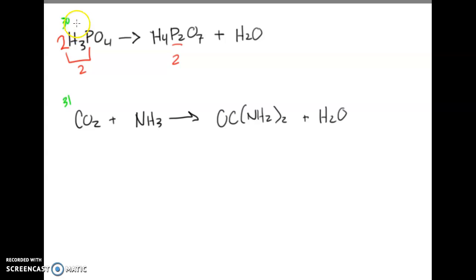2 times 3 is 6. And over here we have 4 and 2, so those make 6. Sorry, my pen doesn't go to the top of my screen. Now we count our oxygens. This is a 7 and a 1, so we have 8. And by putting the 2 in front, that also makes 8 oxygens.